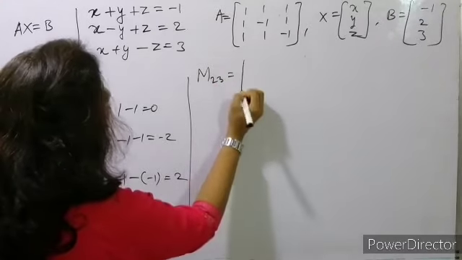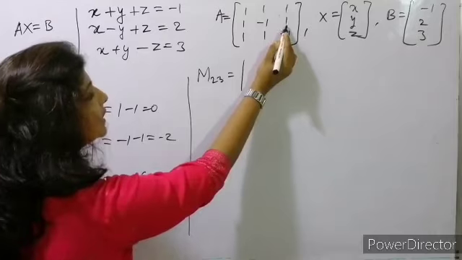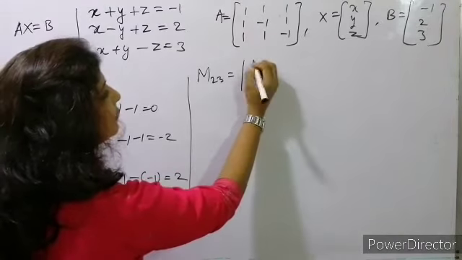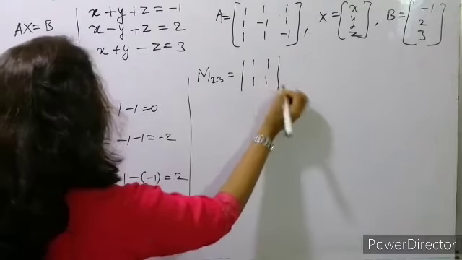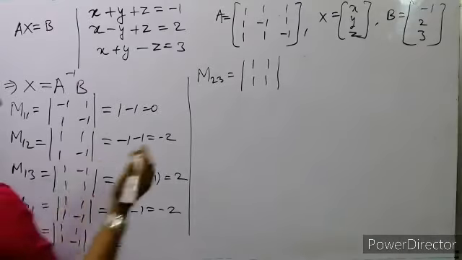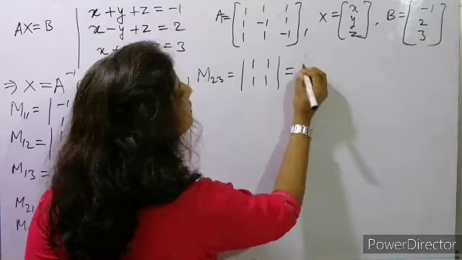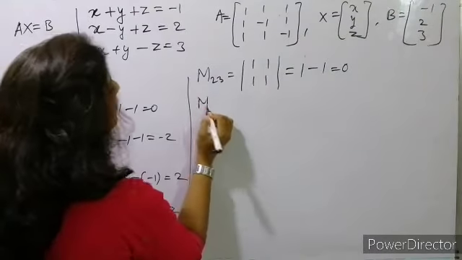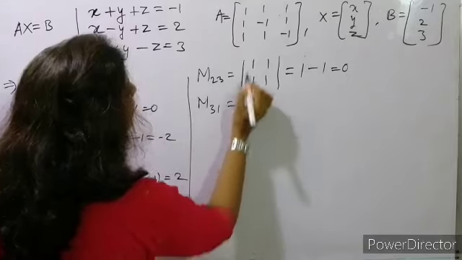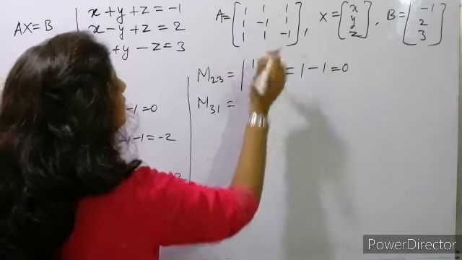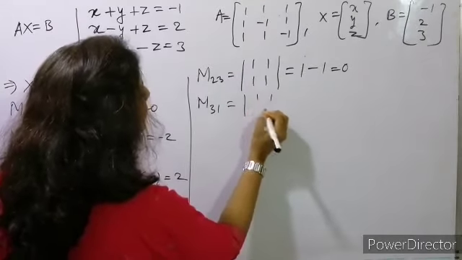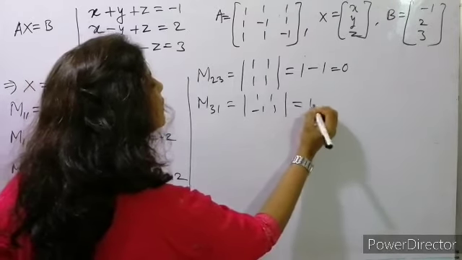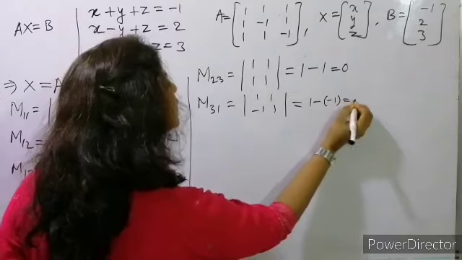M23, for this one. Second row, third column: [[1, 1], [1, 1]]. So this will be 1 minus 1, 0. Okay. M31, for this one: [[1, 1], [-1, 1]]. So 1 minus minus 1, that is 1 plus 1, 2.